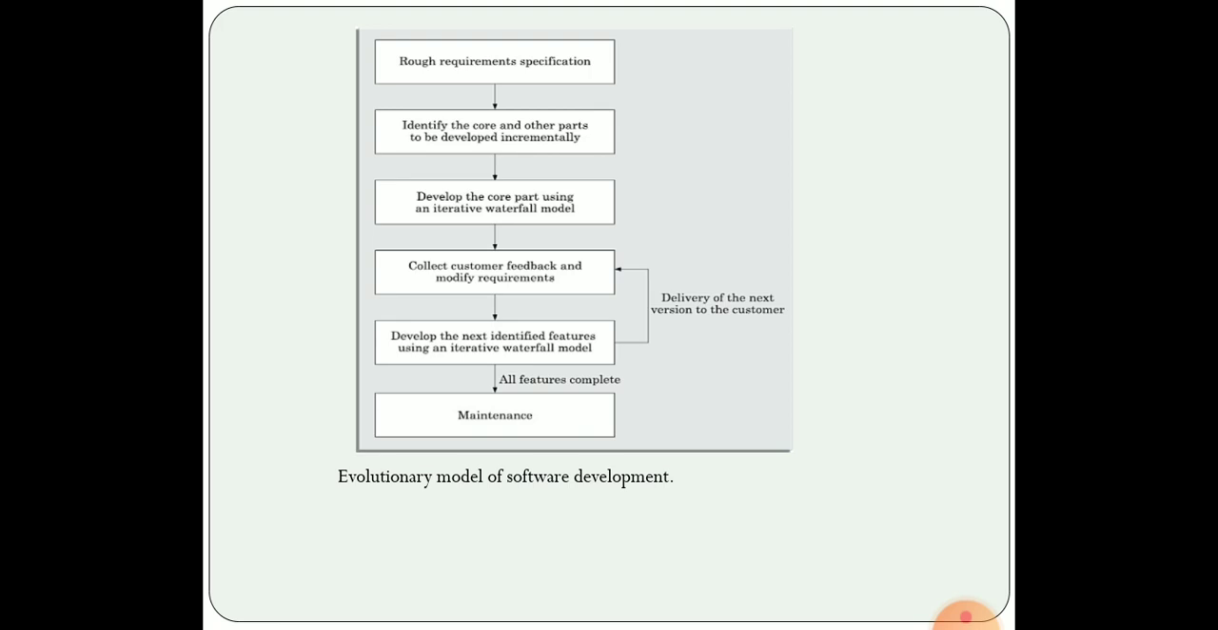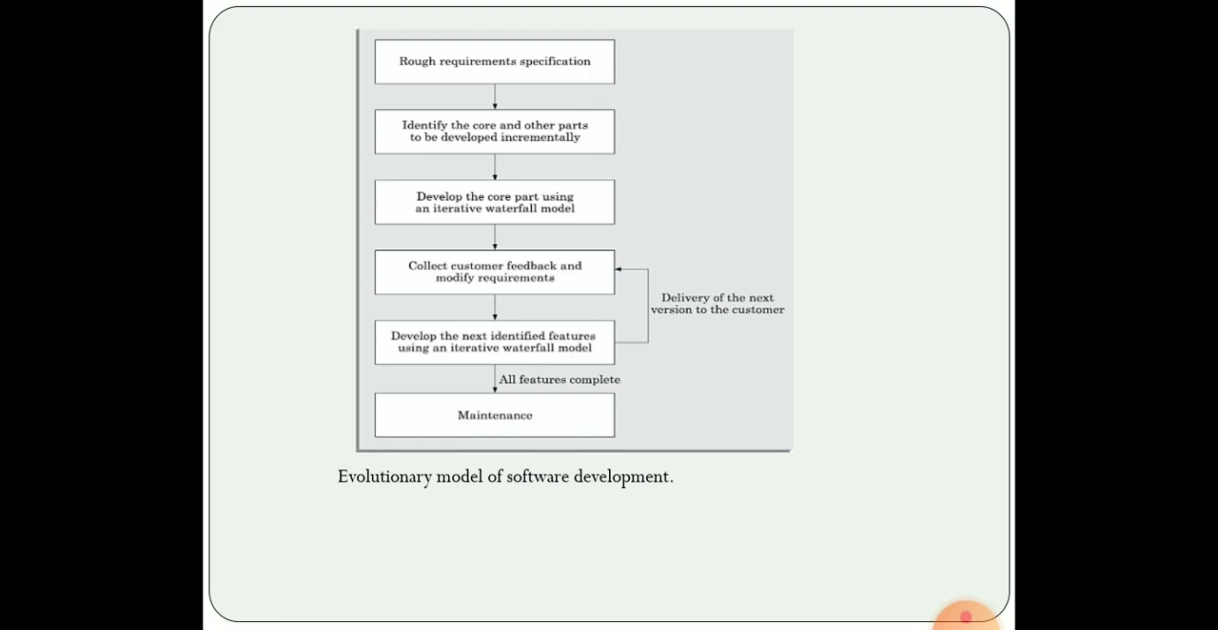The identified features from the customer feedback are developed further using the iterative waterfall model, and again that will be given back to the customer. So this next developed version, with more features, will also be delivered to the customer. So this is carried out iteratively. That means this step is carried out repeatedly until the customer is satisfied with all the functionalities of the software.